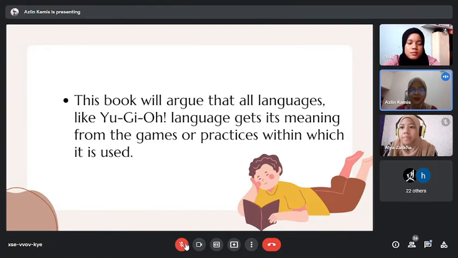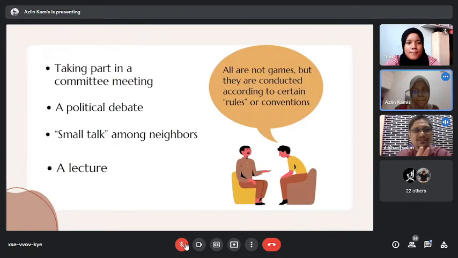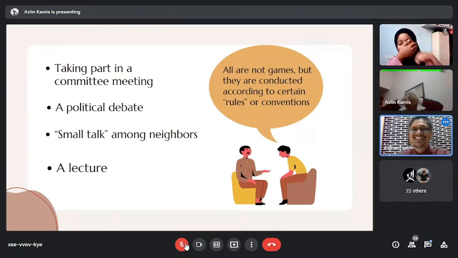Thank you. Okay, sorry, can I just interject a little bit? Oh yeah, yes, okay. So Azlin, I think you mentioned conventions just now, and you mentioned taking part in a committee meeting, political debate. So before it runs out from my mind, I want to talk about political debate since you are from Johor. Okay, current issue. So, were you involved? Meaning, did you participate or listen to any political debates recently?